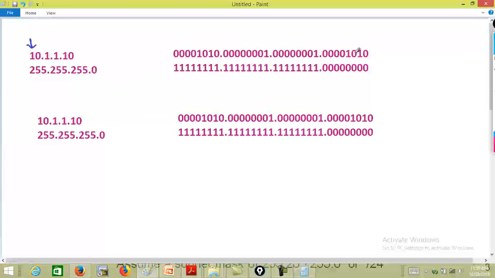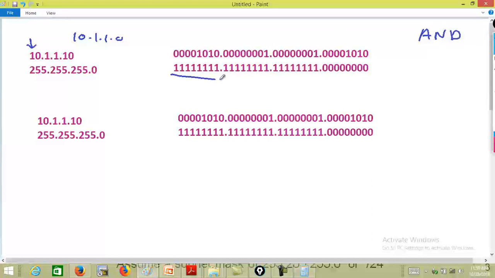So what a computer does, before it can communicate over the network, is it needs to know in which network it is. So this computer will know that it belongs in the network of 10.1.1.0, and it does that using what we call a simple ANDing process.